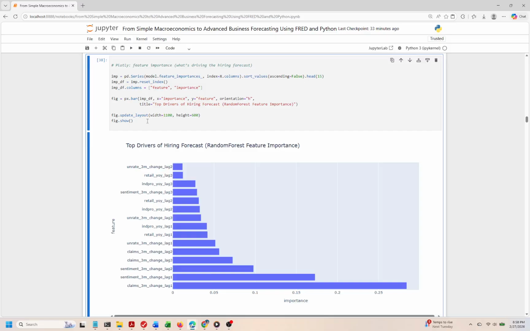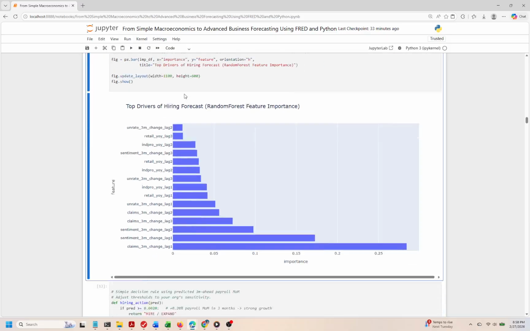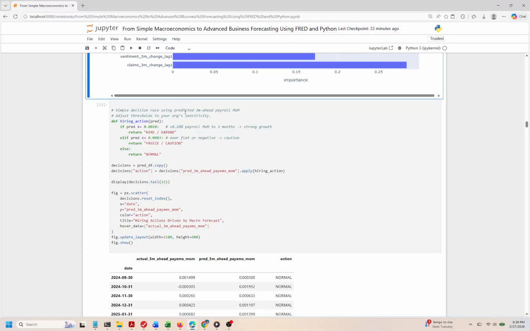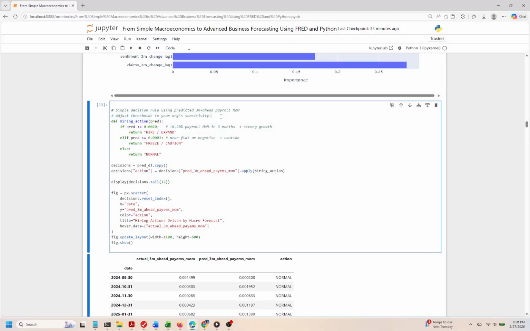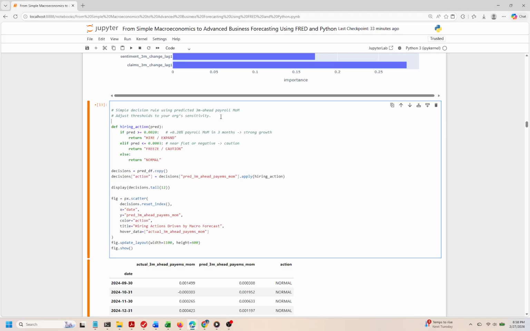Cell 8. In this cell, we're establishing a straightforward decision-making framework that uses predicted payroll growth to guide hiring actions. By setting specific thresholds, we can determine the right course of action based on forecasts, which is crucial for organizations when navigating potential economic changes.